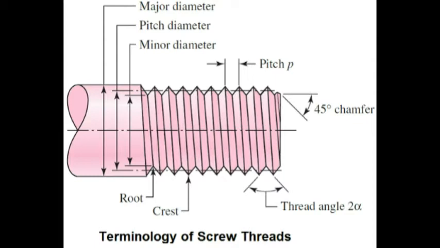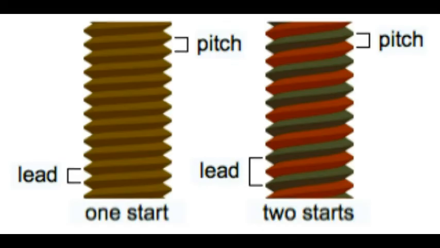I hope everyone understands this. And now lead. Lead is the distance through which a screw advances axially in one complete revolution. For a single start thread, lead equals pitch. For a multi-start thread, lead equals number of starts times pitch. That means lead equals n times pitch, where n is the number of starts.